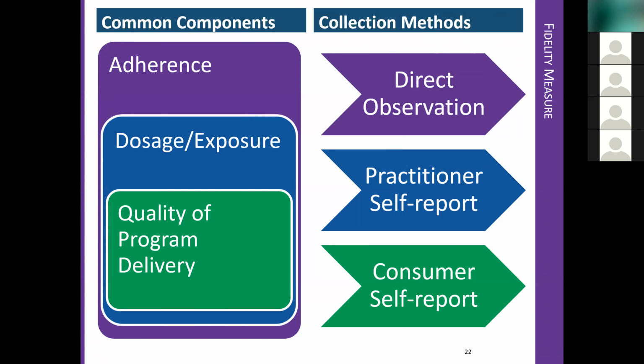We talked about some of these collection methods, whether it's direct observation, practitioner self-report, maybe it's also the evaluation pieces that you're getting from actual consumers. What are they reporting? What are you collecting or documenting through that piece? And really thinking about how you begin to gather that all together. So my hope is that you've got the bones of an outline there so that you can begin to do program adherence and fidelity monitoring within your organization.